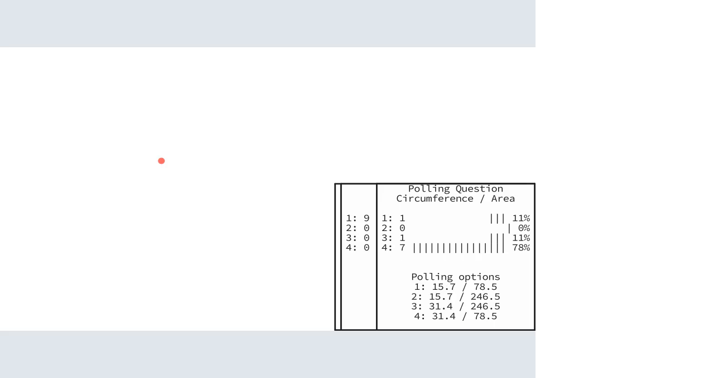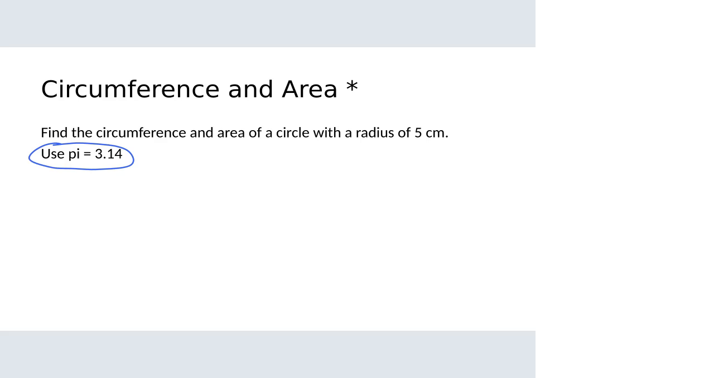Okay, not unanimous, strong agreement, a little spread around. So let's be careful as we go through this one. Let me know if you see something that you're unsure of. You don't have to draw a picture of this circle, but it kind of helps me to do it. So if we draw a circle and we have a radius of 5 centimeters, this is what we're looking at here. And the first thing I'm supposed to find is circumference.